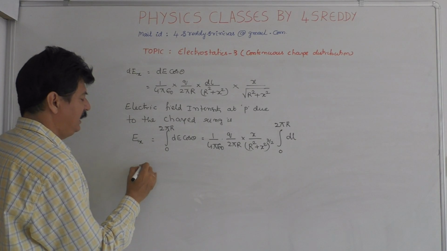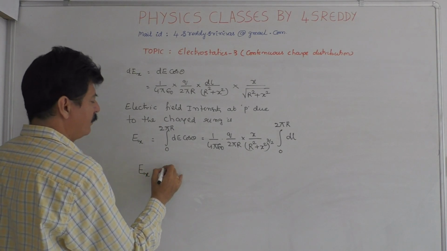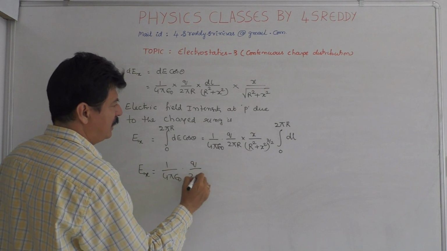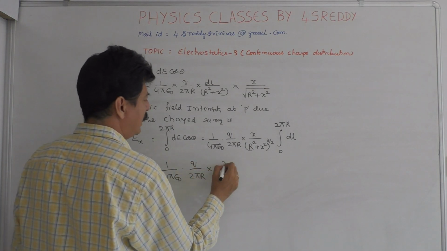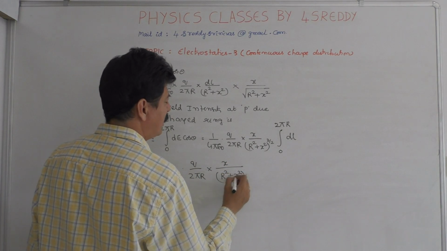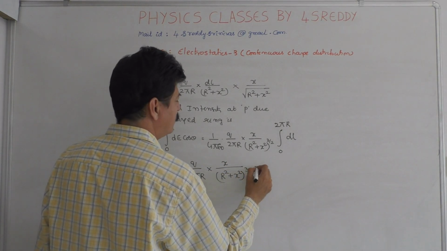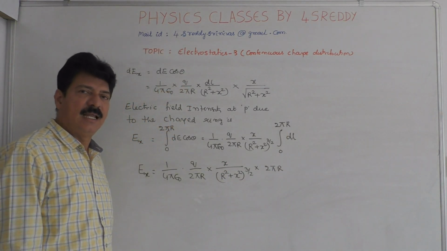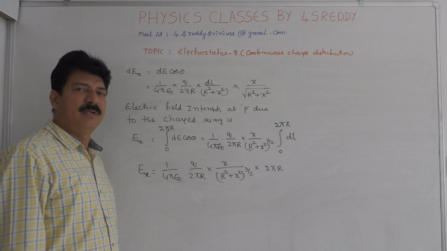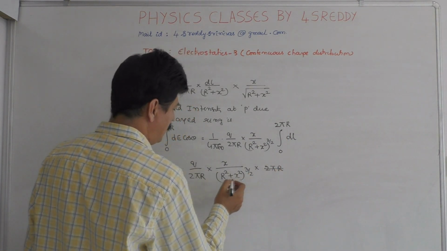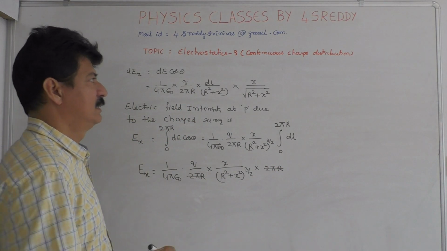Therefore, Ex is given by 1 by 4 pi epsilon naught, q by 2 pi r, into x by (r square plus x square) whole power 3 by 2, into 2 pi. Because integral dl is L, and the limit is 0 to 2 pi r. Therefore, the 2 pi r cancels.